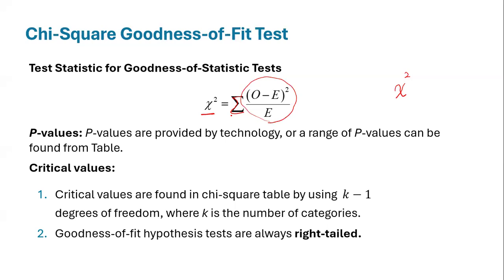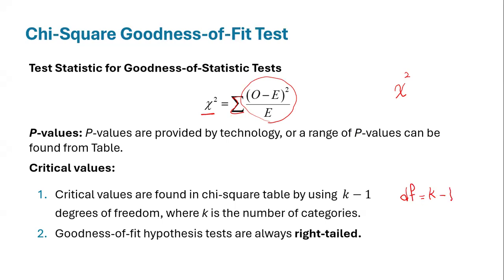Then after finding the test statistic, like any other hypothesis test, we have two different methods. We can use the p-value method, where you can usually find the p-value by technology, or you can use the rejection region method if you want to work on the problem manually and use the table. If you use the rejection region method, you need to find critical values first. The critical values for the chi-square table depend on the degrees of freedom, which is always k minus 1, where k means the number of categories.